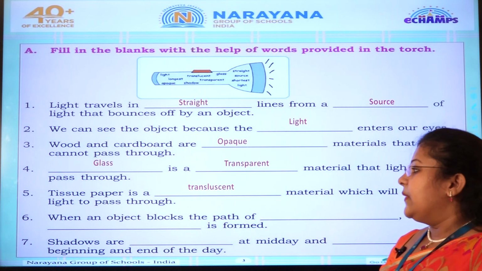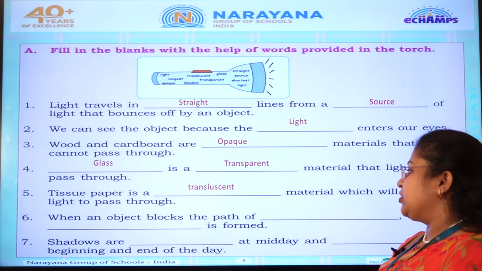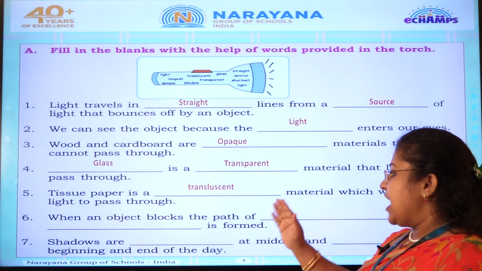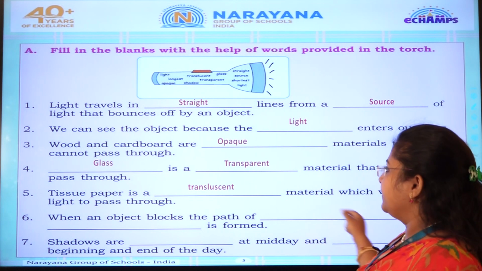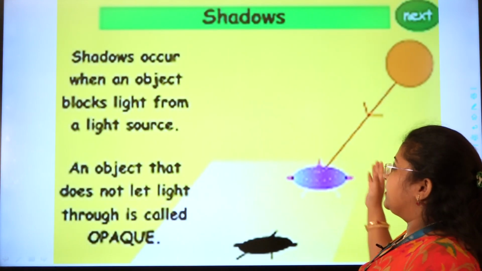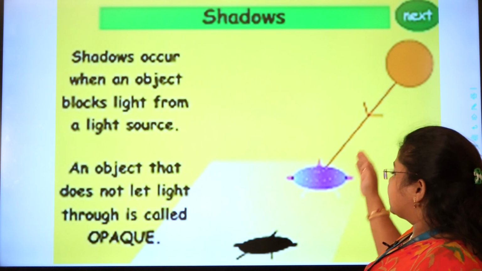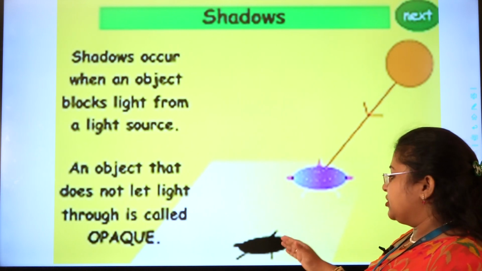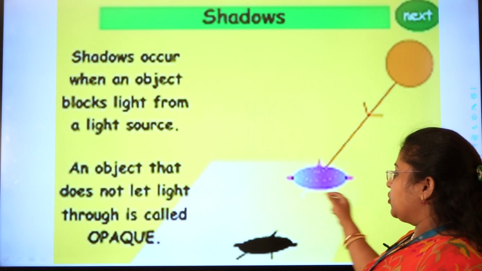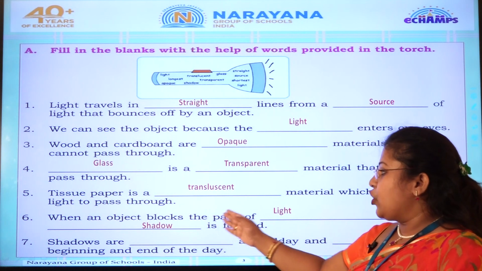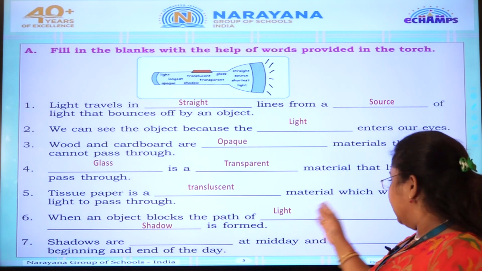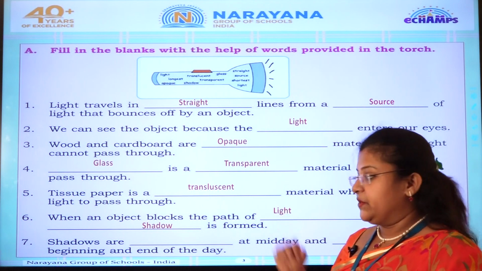Sixth one: when an object blocks the path of dash, a dash is formed. This is what, children? The light is getting blocked by an object, and a shadow will form. So what will be in the blank? When an object blocks the pathway of light, a shadow is formed.